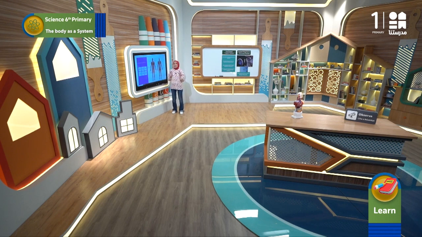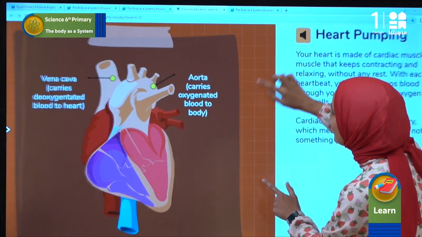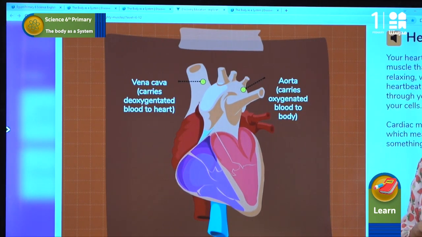The first muscle is the heart muscle, as we see here. The heart, as we see, works without our control, and for this reason we consider it an involuntary muscle, as it contracts and relaxes without stopping.